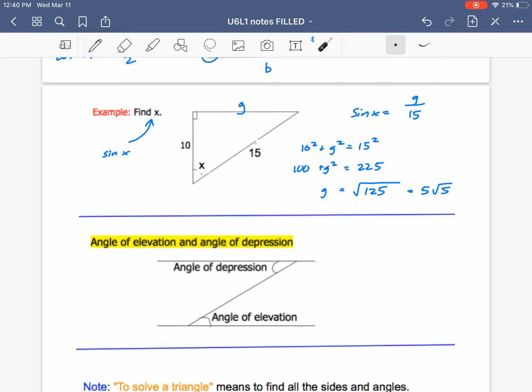So if we come back and we want to find out what is the sine of x, well, now we can just replace g with what it's equal to, which is 5 root 5. So let's write that. This is equal to 5 root 5 over 15, which is equal to root 5 over 3.